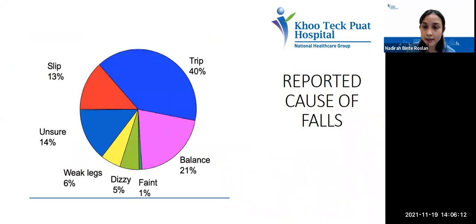The study that was done by Professor Sherrington, who is well versed in falls, found out that the bulk of falls happen due to tripping. Thus, this goes to show that a large number of falls can actually be prevented by modifying certain things, which I will be going through further later.